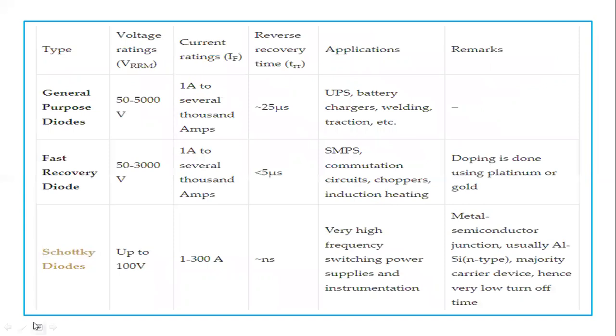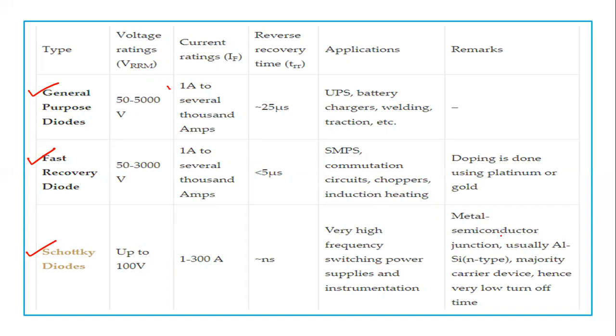Power diodes are basically divided into three types: general purpose diodes, fast recovery diodes, and Schottky diodes. I already told you the ratings go from 1 ampere to several thousand amperes. For general purpose diodes the rating is like this, and Schottky diodes are up to 100 volts, 1 to 300 amperes, used in very high frequency switching power supplies and instrumentation.